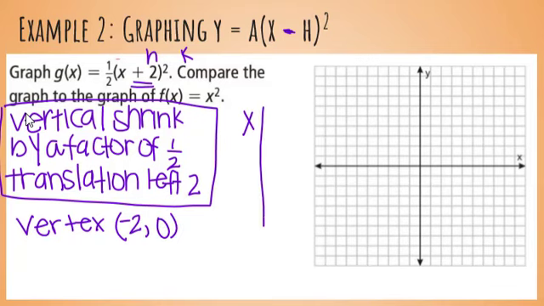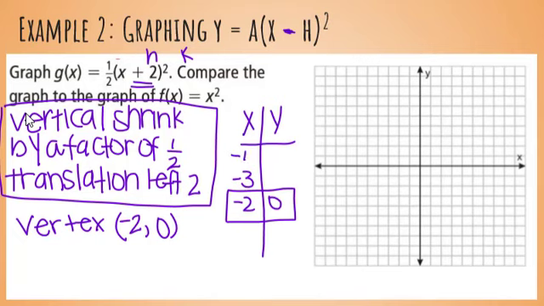So I'm going to go ahead and copy that over into my table. And we always want to put our vertex in the middle of the table. So here's my vertex at -2, 0. And then I'm going to do two numbers above and below. So I have -3, -4, -1, and 0. So the x value of your vertex also gives you your axis of symmetry. So again, our axis of symmetry is going to be at -2. So here's your axis of symmetry.